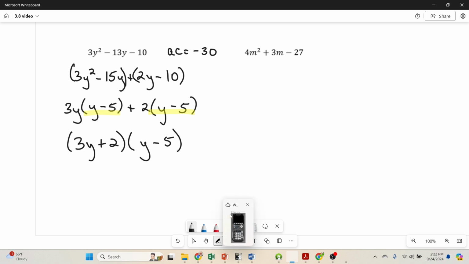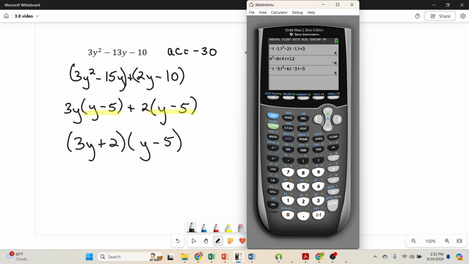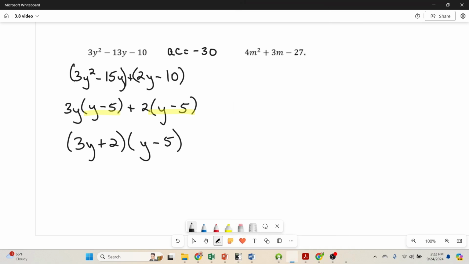Okay, so I have 4 and negative 27 here. And you know what? 4 times negative 27, what does that come out to? 4 times negative 27. What do we get? Negative 108. Okay, so the factors of negative 108 that are 3 apart, right? So AC equals negative 108. Well, I know 27 and 4. It's got to be closer than that, right?